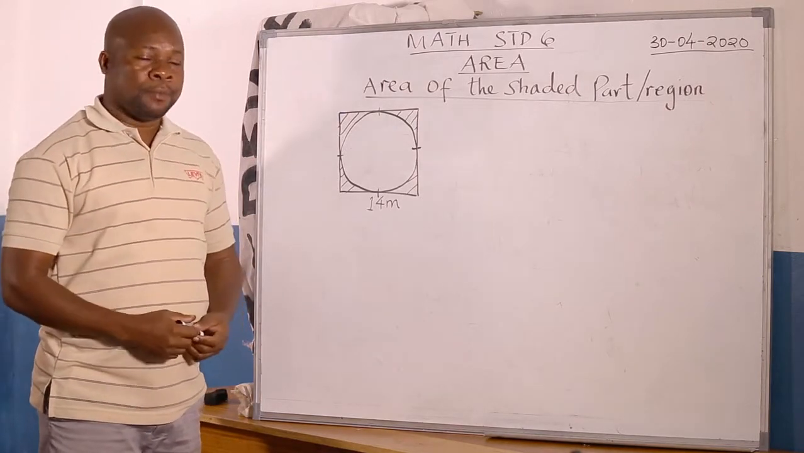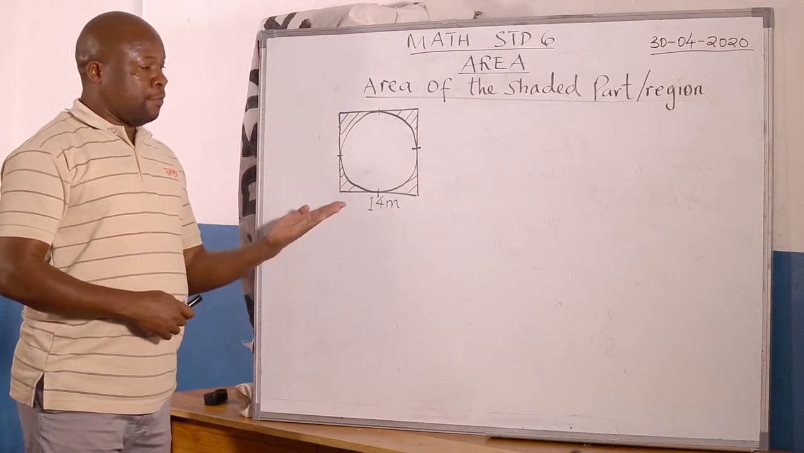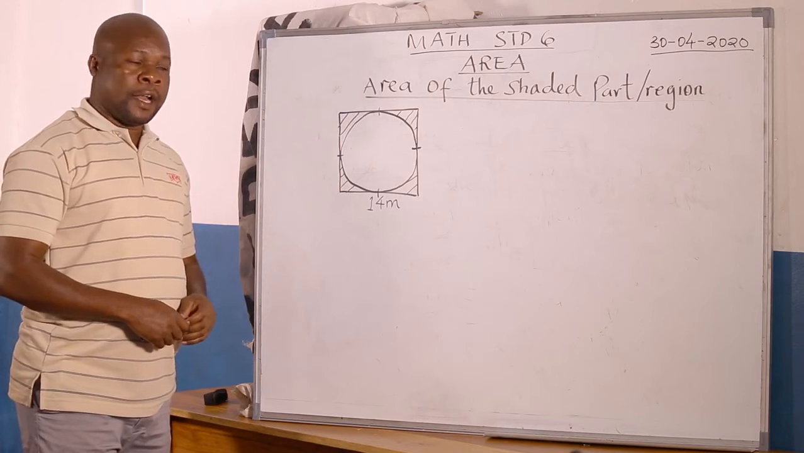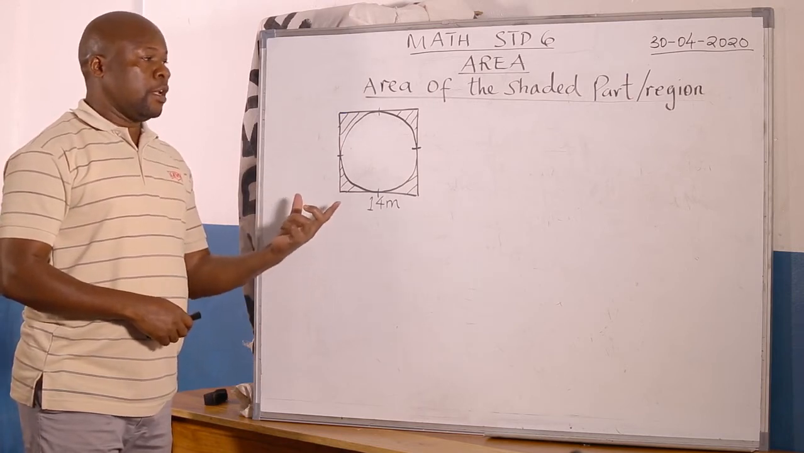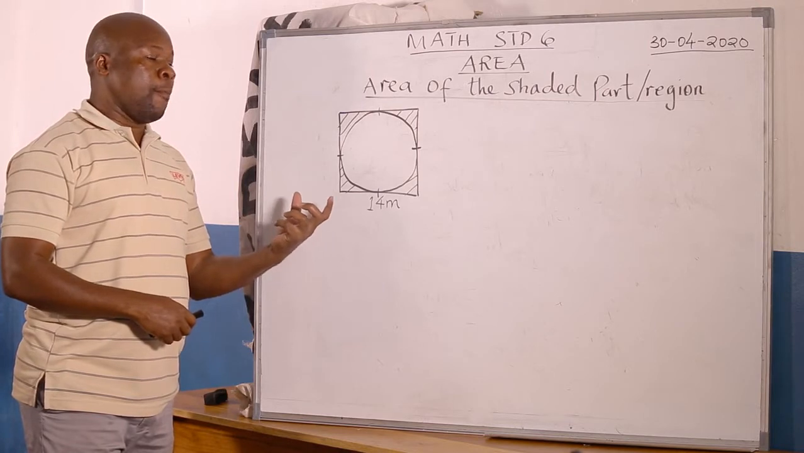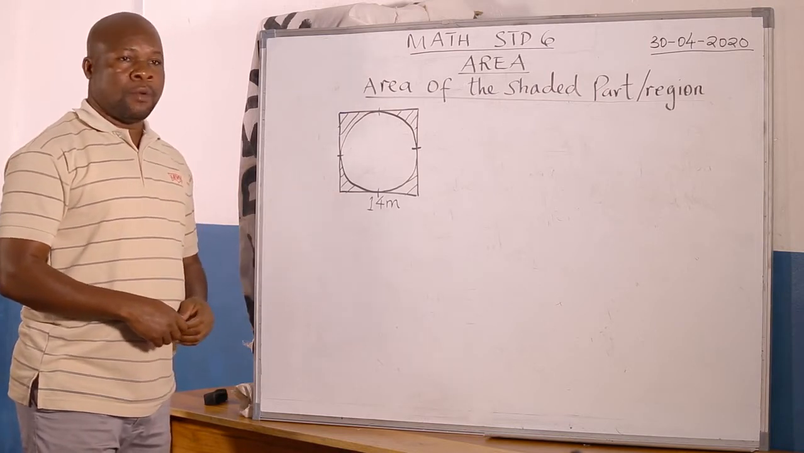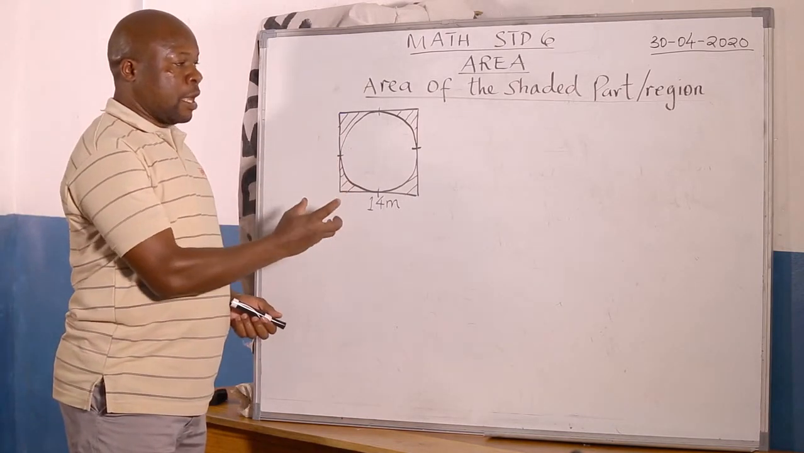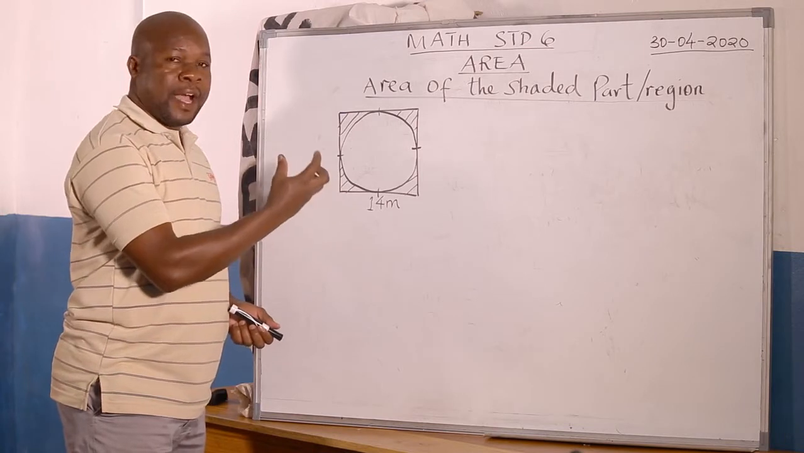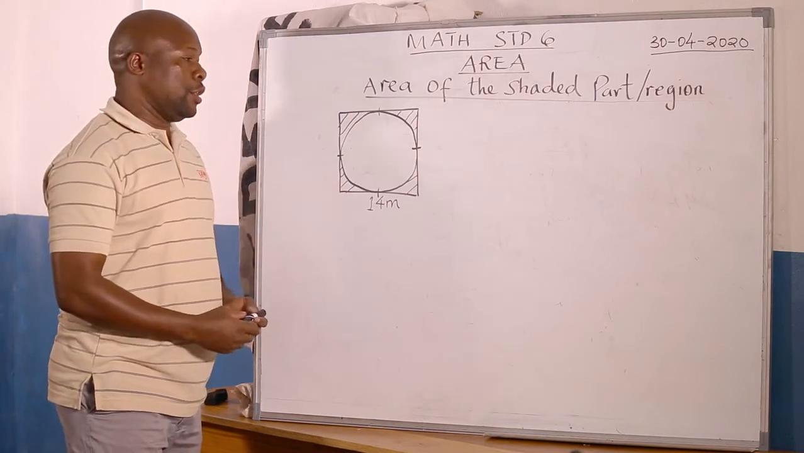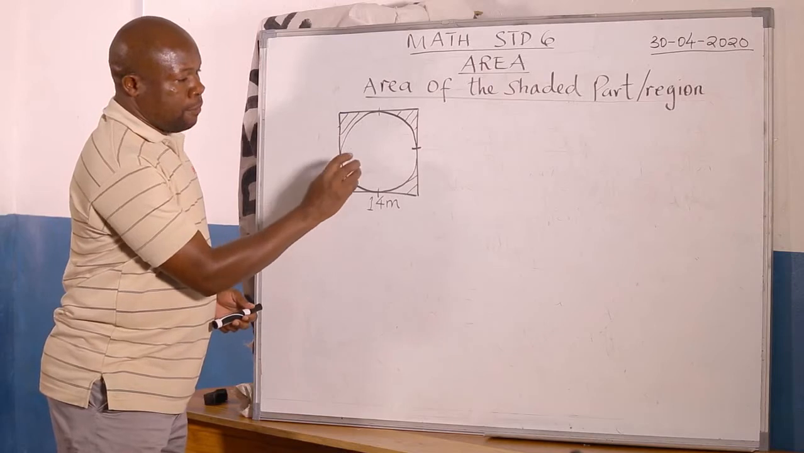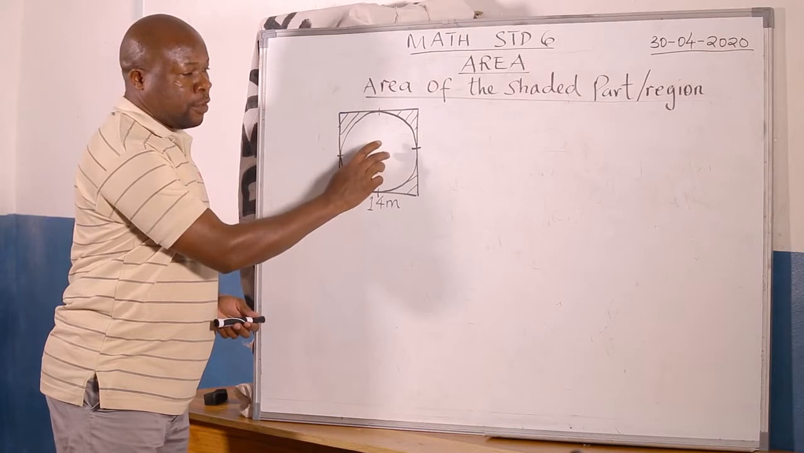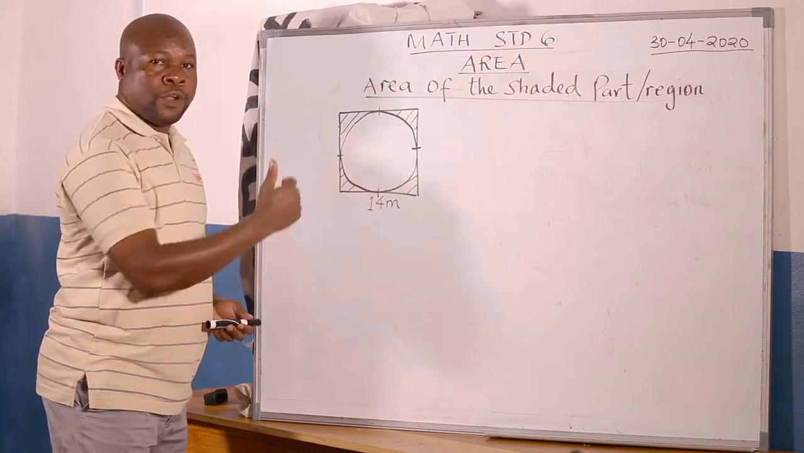Now, take your time. Look at the figure carefully. You will find out that there are two figures before us. This is a combined figure. Why do we call it a combined figure? It is a figure comprised of more than one figure. As you can see, there is a figure inside another figure. There is a circle inside a square.